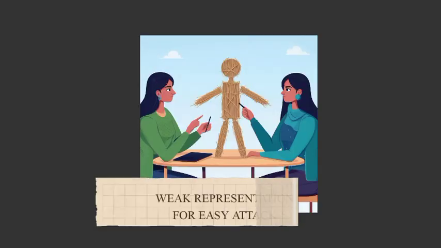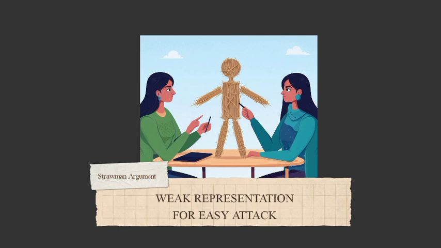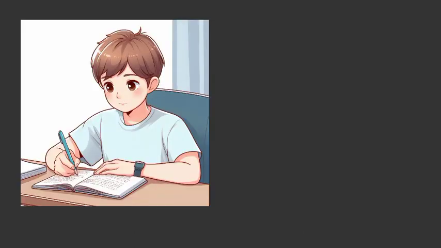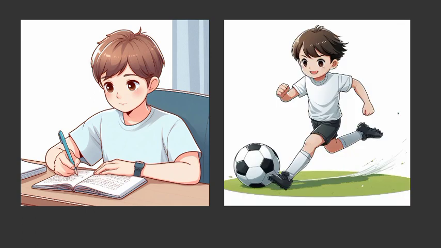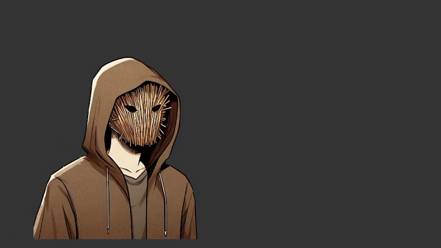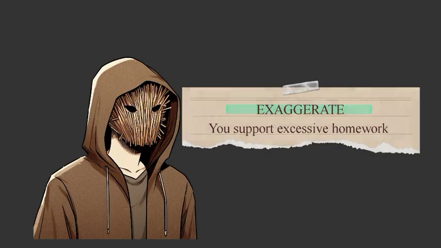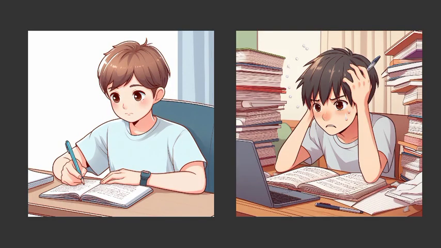In a similar spirit, a strawman argument involves constructing a weakened representation of an opponent's viewpoint, which can be effortlessly attacked. For example, you argue that homework is necessary for learning, but someone counters that kids need playtime too. They exaggerate your view, suggesting you support excessive homework. They want to convey that giving homework and giving a ton of homework is the same thing.